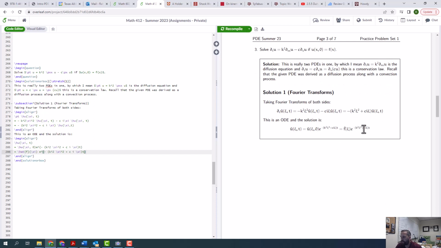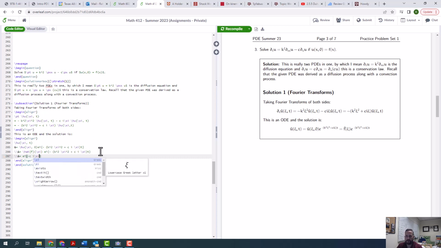Now I want to use the Fourier transform line in the book that has the e to the i part. So I'm actually going to break this down a little more, and I'm probably going to need another line. So this is going to be e to the power of minus c i xi, and then e to the power of minus k squared xi squared, like this.